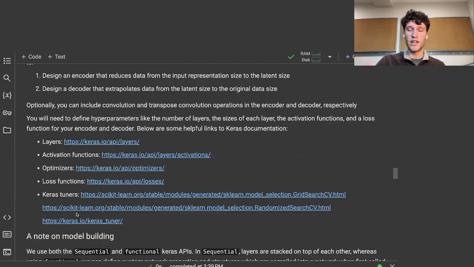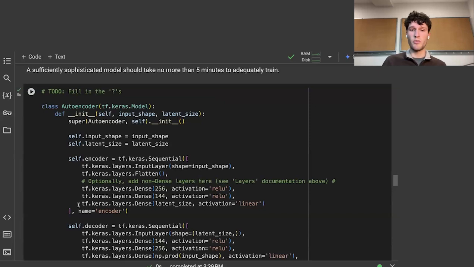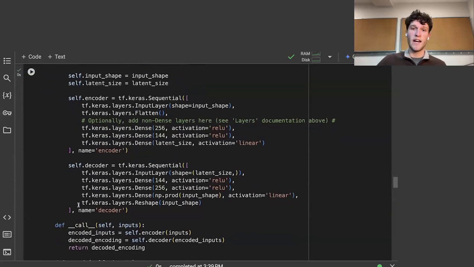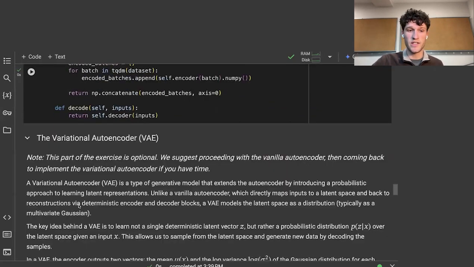So I highly recommend looking through this documentation, trying to put together models that might make sense, running them through the rest of this exercise, and then revisiting and seeing how you can change the model, what changes you make affect the performance of the model, the speed at which it computes, as well as the loss, the reconstruction loss that you get.